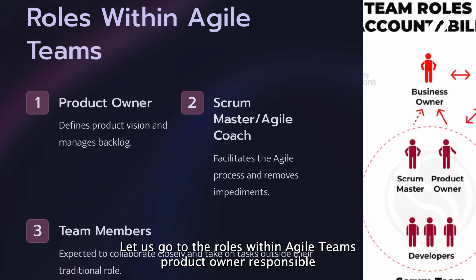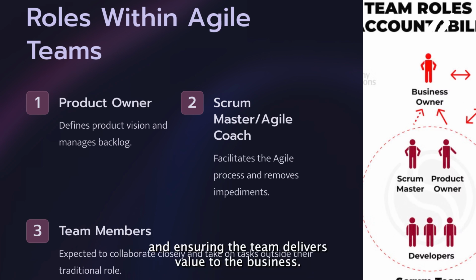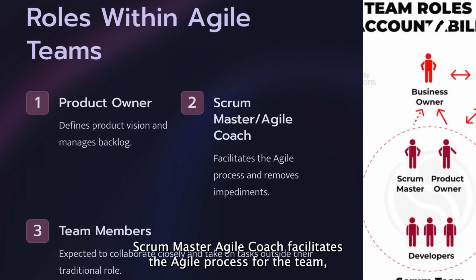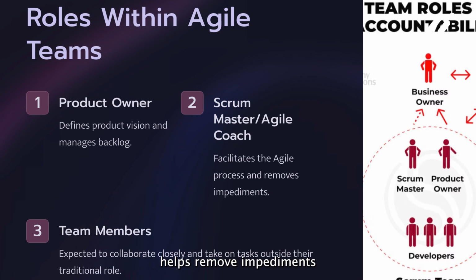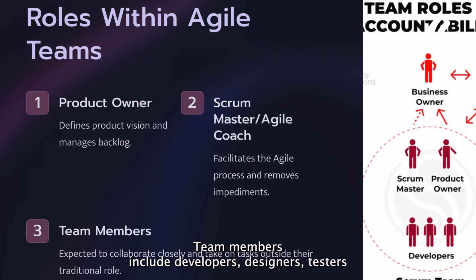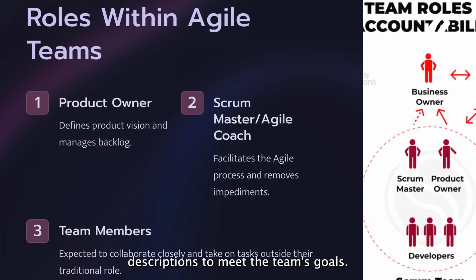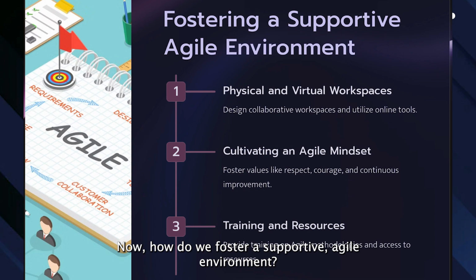Let us go to the roles within Agile teams. Product owner: responsible for defining the vision of the product, managing the product backlog, and ensuring the team delivers value to the business. Scrum Master, or Agile coach: facilitates the Agile process for the team, helps remove impediments, and ensures the team adheres to Agile values and practices. Team members include developers, designers, testers, and other roles necessary to develop the product. Team members are expected to collaborate closely, often taking on tasks outside their traditional role descriptions to meet the team's goals. Now, how do we foster a supportive Agile environment?